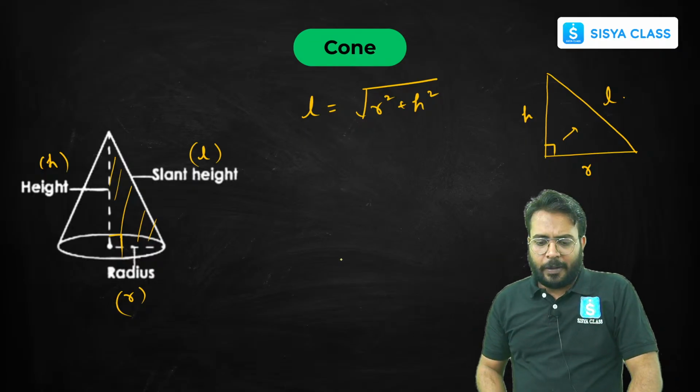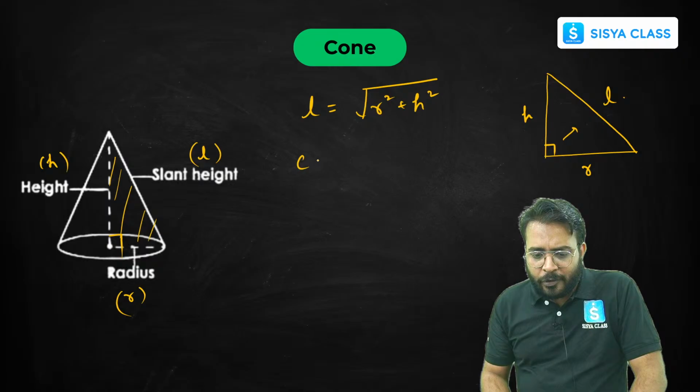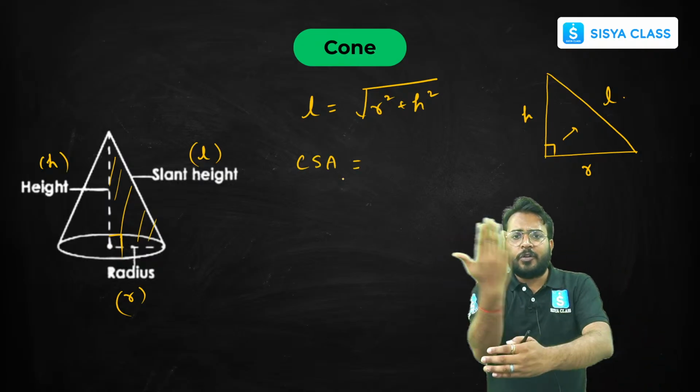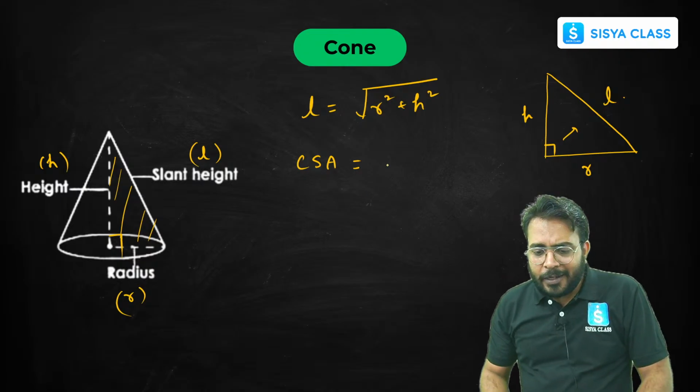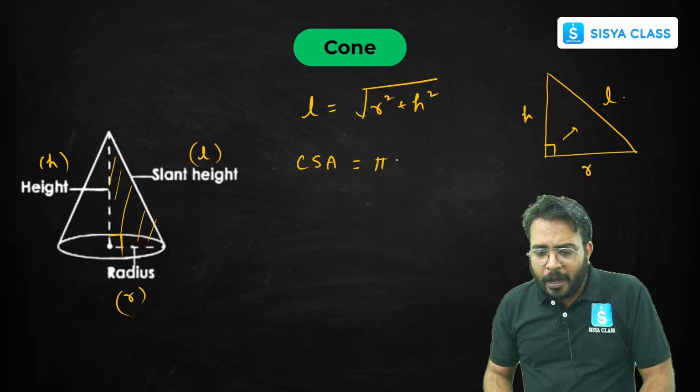All right. Now the first question arises for curved surface area. How to find out the curved surface area? Curved means the surrounding one. The surrounding one you need to find out, that area. And this area will be pi R into L.